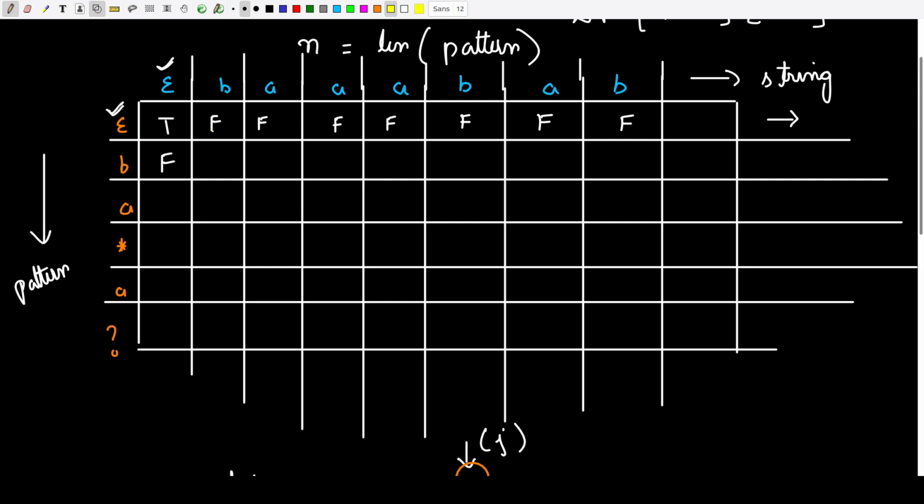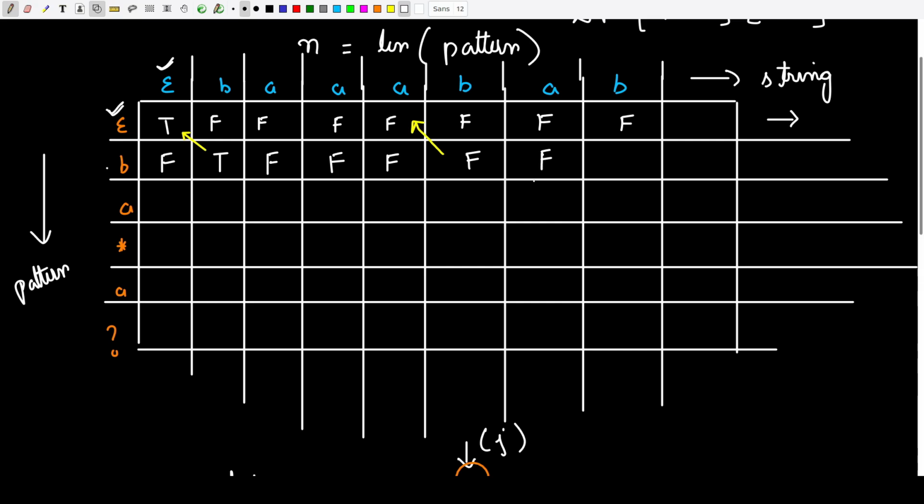Now since over here B and B match, all we have to check is whether i minus 1 and j minus 1 match or not. In this case it matches, because of which we are going to mark it as true. In the case where the pattern does not match the string, so for instance B does not match A, we are simply going to mark it as false. So let us keep marking these false. Again, at this position we can see B and B match, but at i minus 1 and j minus 1 the value is false, because of which this value will be false.